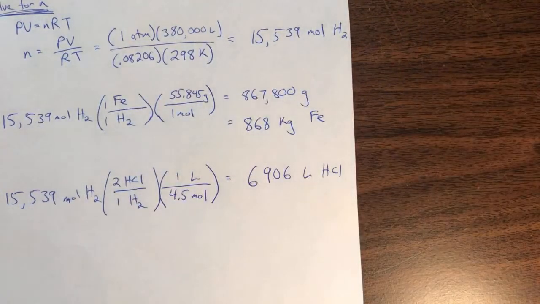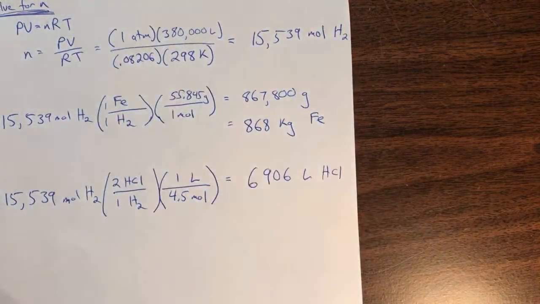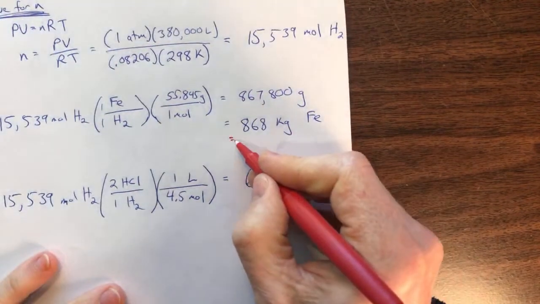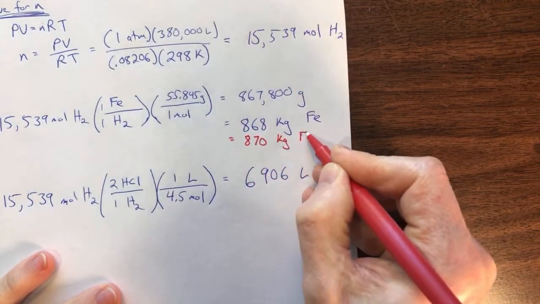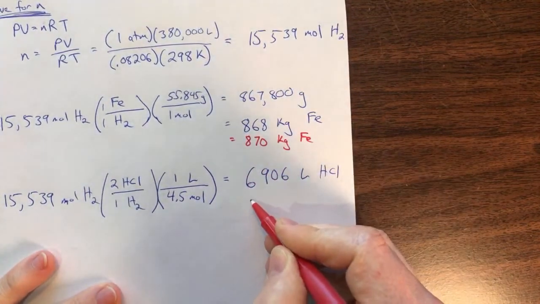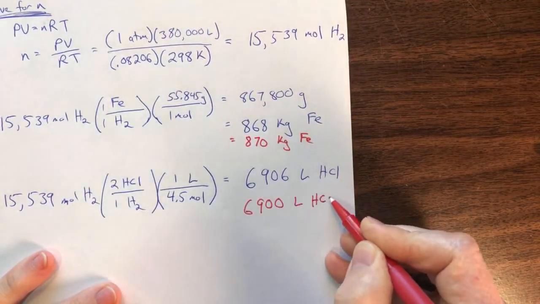Now, in all honesty, we really only have 2 significant figures for either of these. So this should really be, let's say, 870 kilograms of iron, and this should be 6,900 liters of hydrochloric acid.